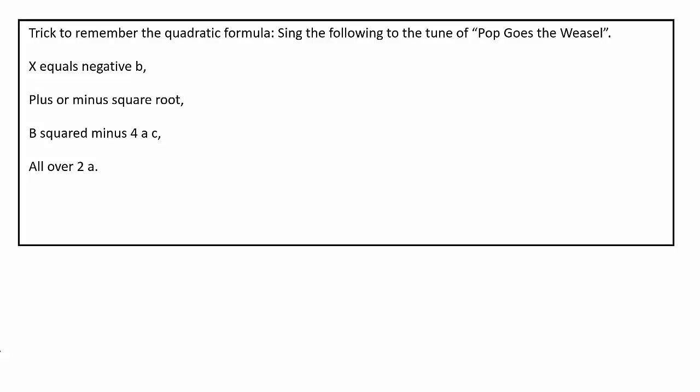So it goes x equals negative b plus or minus square root b squared minus 4ac all over 2a.